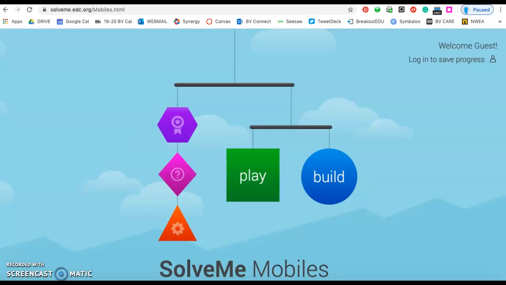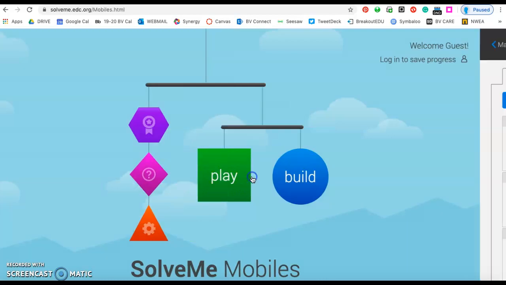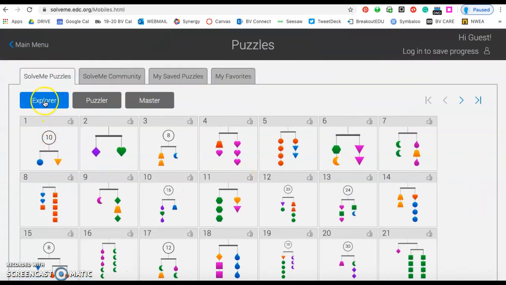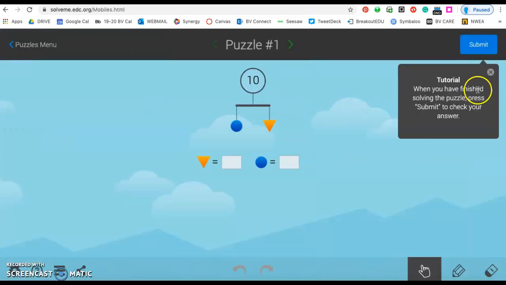Hey guys, I wanted to show you this website and give you a little tutorial on how to use it. It's a great extension from the algebra problems that we've been solving on paper this week. So when you visit the website up here, solveme.edc.org/mobiles.html, click play, and we're going to start at the Explorer level. We'll click on the first puzzle and see what it says.